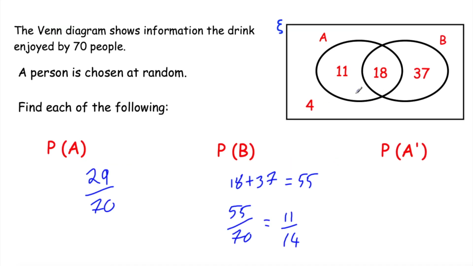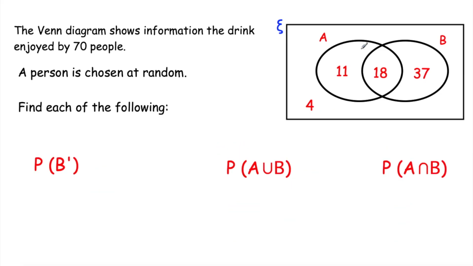So let's find the people that are not A. Well, these people are not A. They don't like A. And these people don't like A. So the probability of someone not liking A, well, we'd add these together. 4 plus 37 is equal to 41. So there's 41 people that don't like A altogether, because remember there's 29 that did, so 41 don't. So the probability that someone choosing at random does not like A would be 41/70ths, and that's it. And if you got that, well done.